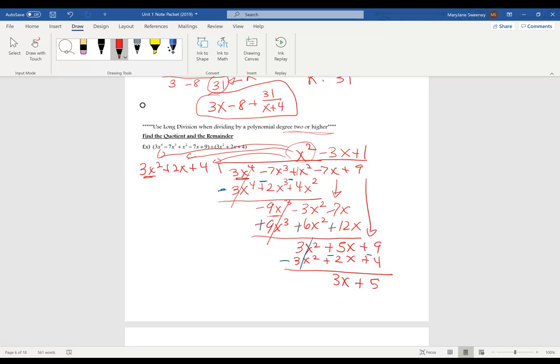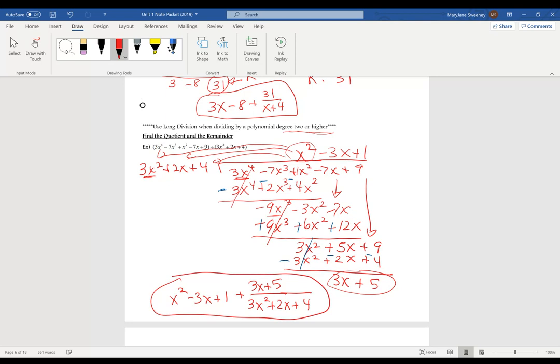Okay. So then my answer is x squared minus 3x plus 1 plus the remainder, 3x plus 5, over the divisor, the thing you were dividing by, which is 3x squared plus 2x plus 4. If they just asked for quotient and remainder, you would say the quotient is up here, the x squared minus 3x plus 1. The remainder is the 3x plus 5.